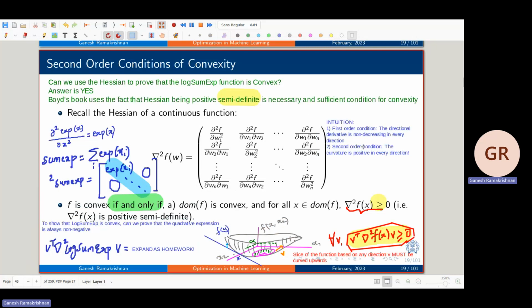So the intuition is that the first order condition says the directional derivative is non-decreasing. Second order condition, the curvature is positive in every direction. So you can think of every direction. In every direction, you must have positive curvature. First order says the directional derivative is not decreasing in every direction that you take. So typically to show that the Hessian is positive definite or positive semi-definite, this is the way. You should show that for all V, V transpose Hessian V is greater than or equal to 0. That's the best way to show.